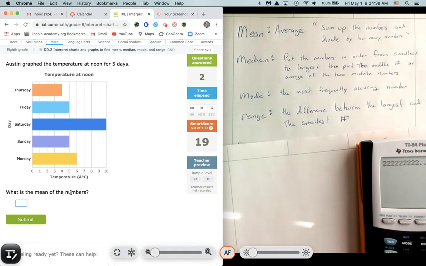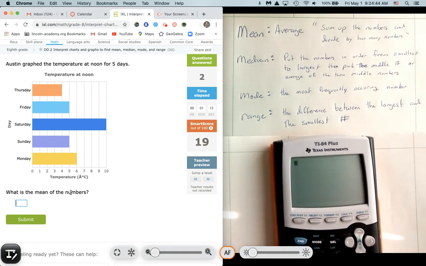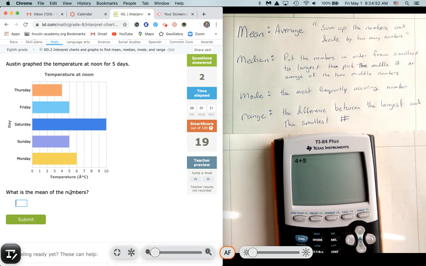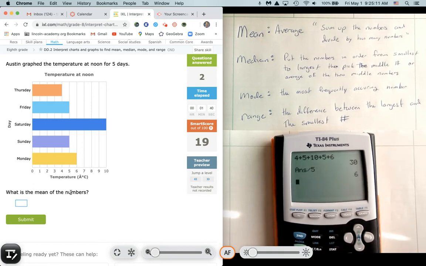So again, I would highly recommend you have a calculator handy, so you can just quickly type in those numbers. So remember, I'm just going to type them in: 4 plus 5 plus 10 plus another 5 plus 6. So I look: 1, 2, 3, 4, 5. I have 5 bars. The numbers match up. So I'm always checking. I take the sum. And then since there were 5 numbers, I divide by that 5, which represents how many numbers there were. And I get an average or mean of 6.